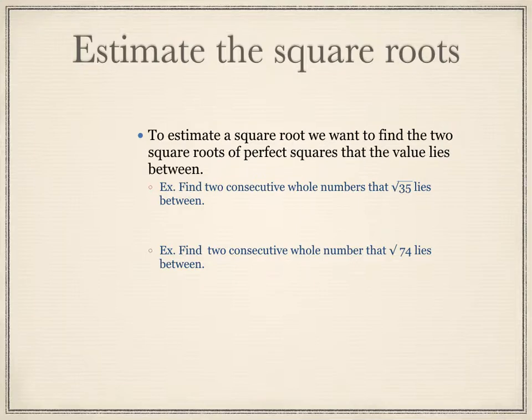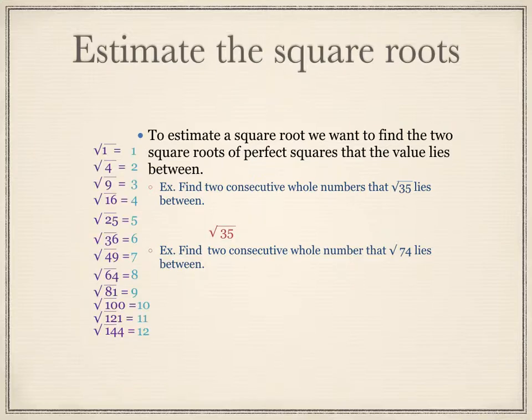Now we're going to move on to estimating square roots. To estimate a square root, we want to find the two square roots of perfect squares that the value lies between. So I went ahead and wrote out all the square roots. Square root of 1 is 1, square root of 4 is 2, square root of 9 is 3, and so on and so forth. So these are our perfect squares.